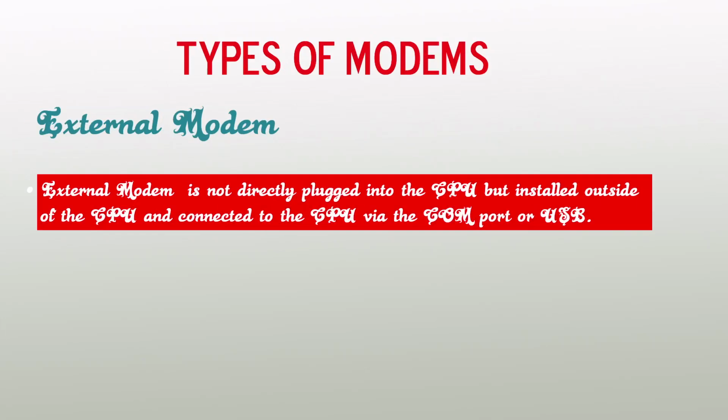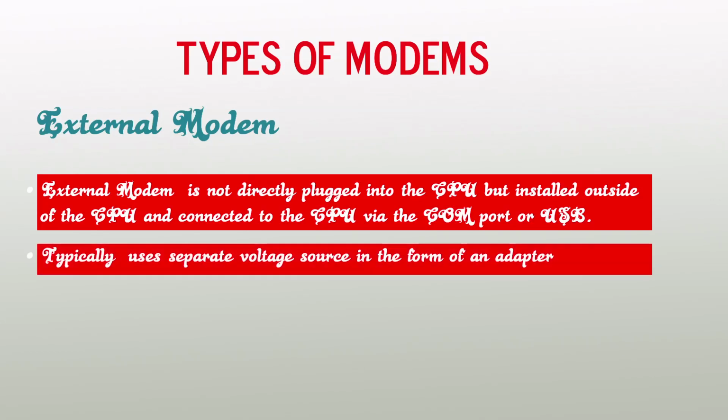External modem is not directly plugged into a CPU expansion slot, but installed outside of the CPU and connected to the CPU via the COM port or USB. There are connection points, which we call the COM port and USB. The term COM port used to be quite popular at an earlier stage. It typically uses a separate voltage source in the form of an adapter. So there is a separate power source for the external modem, which is not the case with the internal modem because it's fitted inside the system, and takes the power of the computer itself.